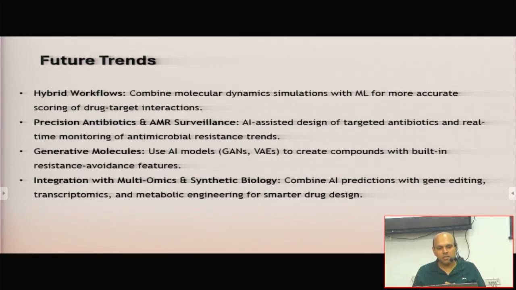And then integration with multi-omics and synthetic biology, combining AI prediction with gene editing, transcriptomics, metabolic engineering to design smarter drugs. We have smart cities. You can also have smart drugs in the future. Maybe you will be someone who will design smart drugs in that domain. All right, so that's it from me.